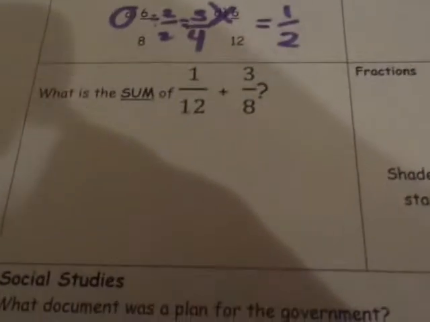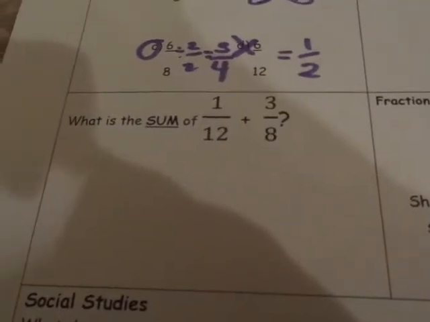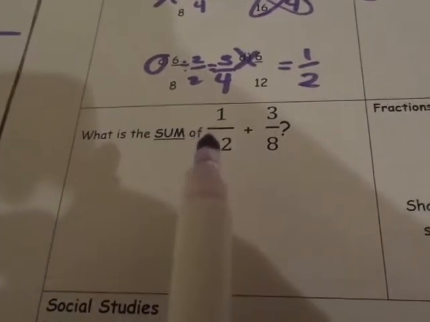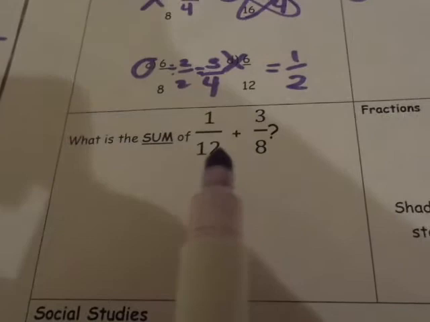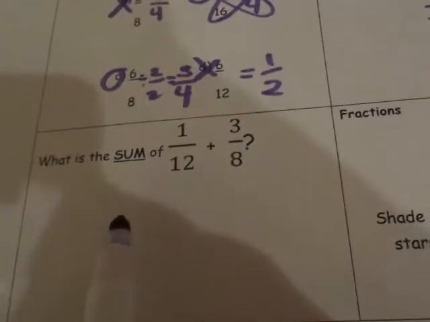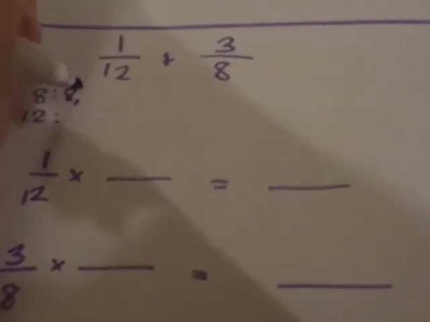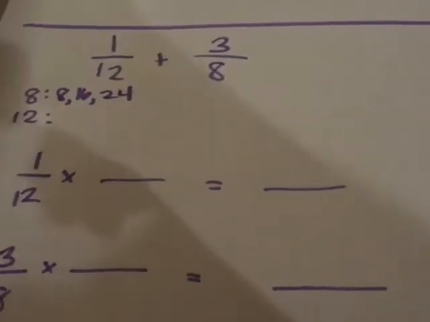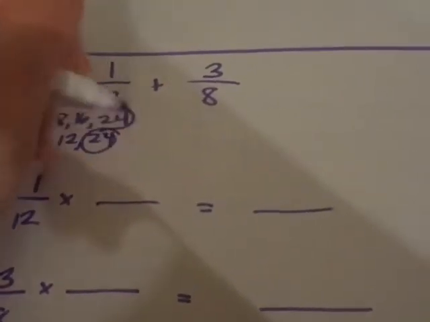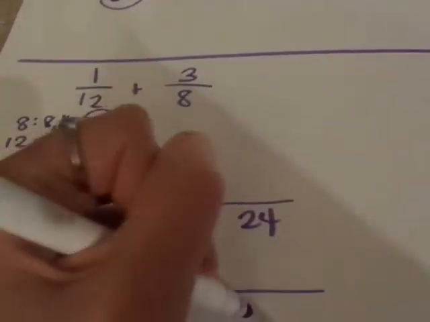Next question. What is the sum of 1/12 plus 3/8? So I notice they have different denominators, which means I'm going to have to find the common denominator to add these up, because that's what sum means. So I have 1/12 plus 3/8. Skip count by 8. 8, 16, 24. 12, 24. There's my new denominator.